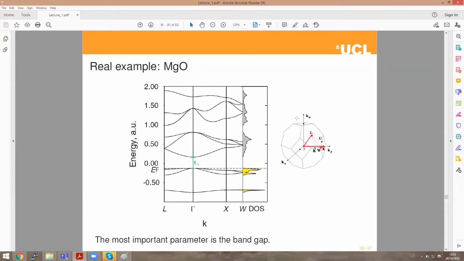Is there ever a time where we'd want information from this full band structure diagram that we can't just get from the density of states?